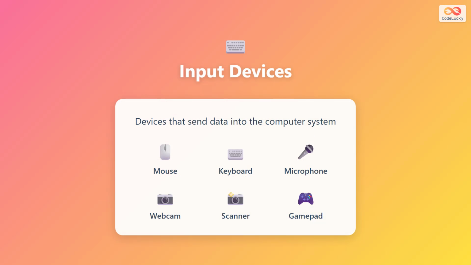Input devices are devices that send data into the computer system. They allow us to communicate with the computer and provide it with information. Common examples include the mouse, keyboard, microphone, webcam, scanner, and gamepad. Each of these devices converts our actions or real-world data into digital signals the computer can understand.